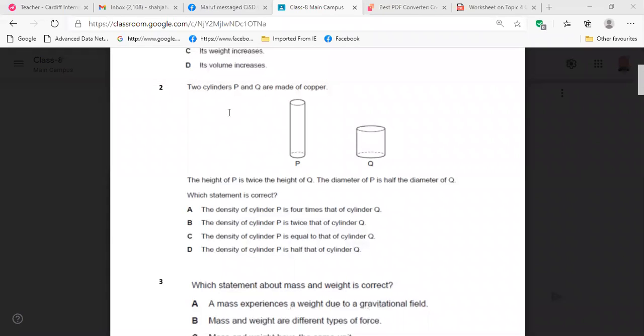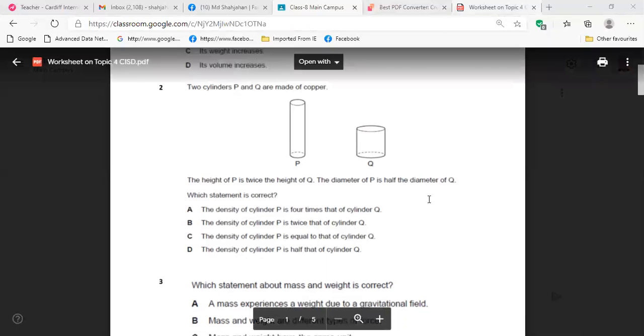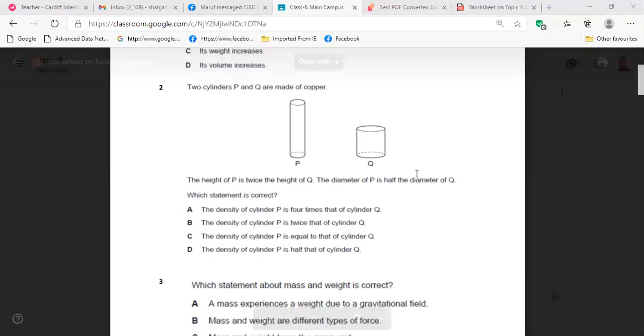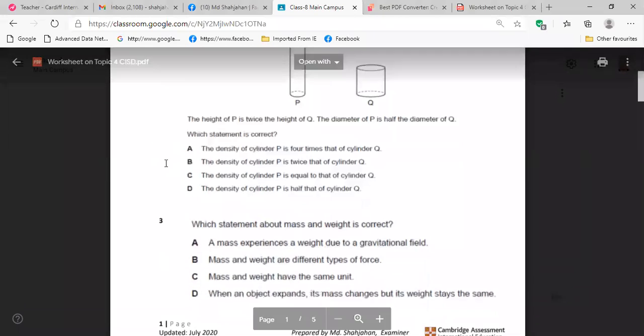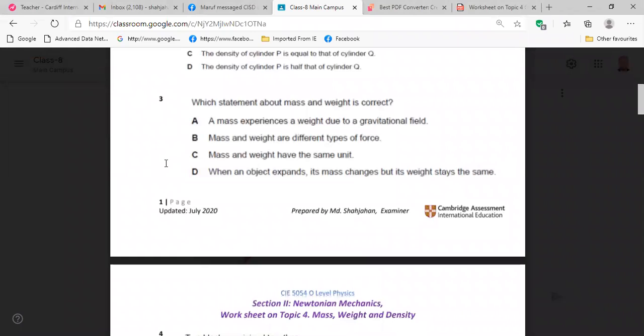Write this note. Those who got this idea today, this is new for you. You should write it: the density of the same material is always the same, whatever the size is. Are you writing? Yes, sir. Okay, so we are done with 2. The answer is C, the density is equal. Then question 3, Lamisa, continue.